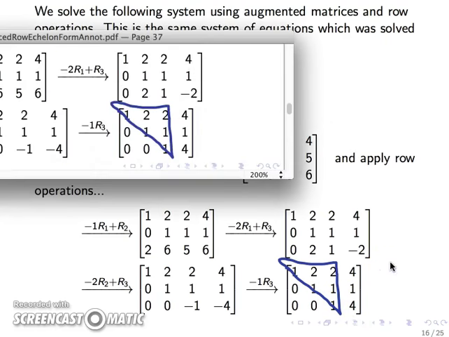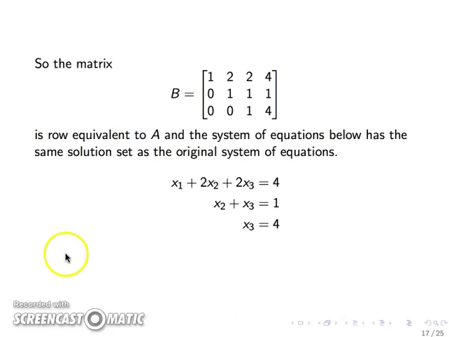But let's see what else. The matrix in this form is row equivalent to the original augmented matrix of the system of equations, and they have the same solution set as the original system of equations. So this would be the augmented matrix that is associated with this system here, and that system has the same solution set as the original system.